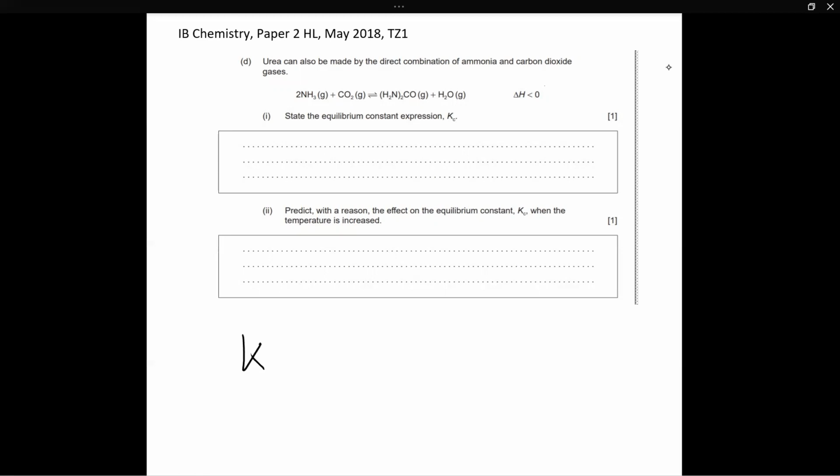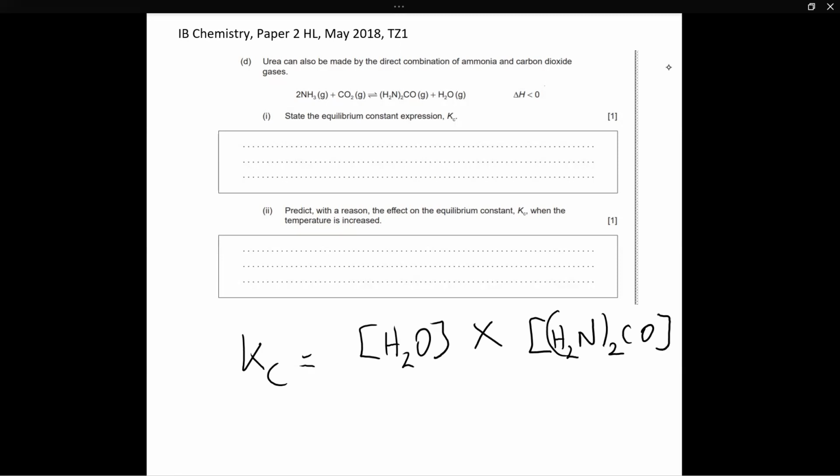What is the Kc? Kc for any reaction is equal to the concentration of the products multiplied by each other. Obviously, I don't know what the concentrations are, and that's why I have put it in this form. They're just asking for the expression, not the actual value of Kc just yet. So the expression of Kc is equal to the concentrations of the products multiplied by each other, divided by the concentrations of the reactants multiplied by each other.